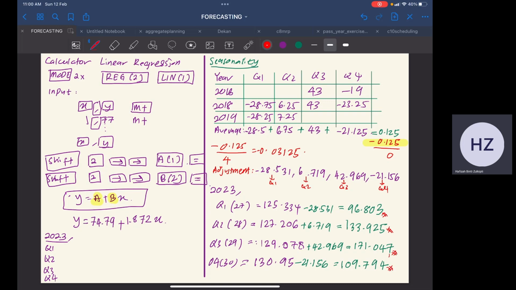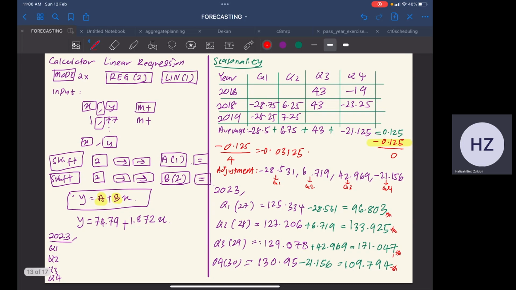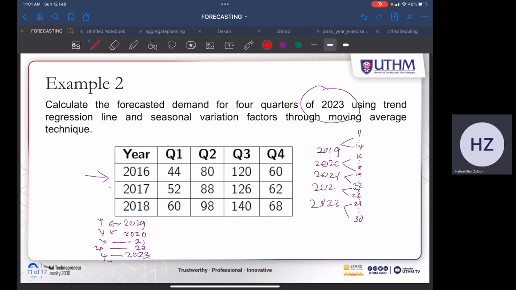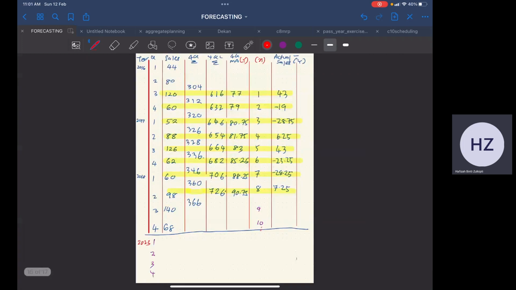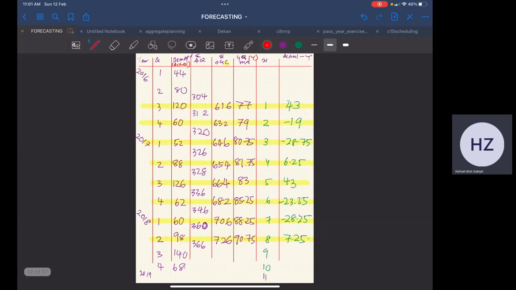Okay, so that is the step to solve the linear regression with the seasonality variations. So you can try to do another example.